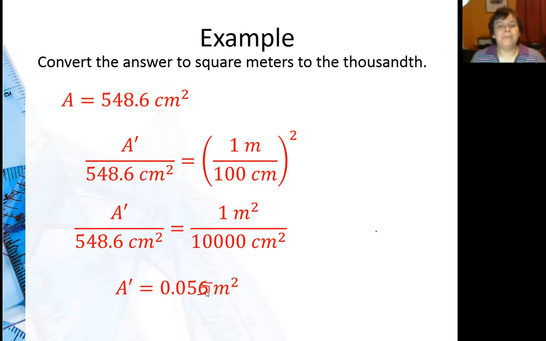0.55 meters squared. Now, how do I know that? I'm dividing by 10,000. That's kind of like moving the decimal over 1, 2. Actually, let me do it on my original. Moving it over 1, 2, 3, 4. So that's where my 0 is, which gives me 0.055 meters squared, or 55 thousandths of a meter squared.